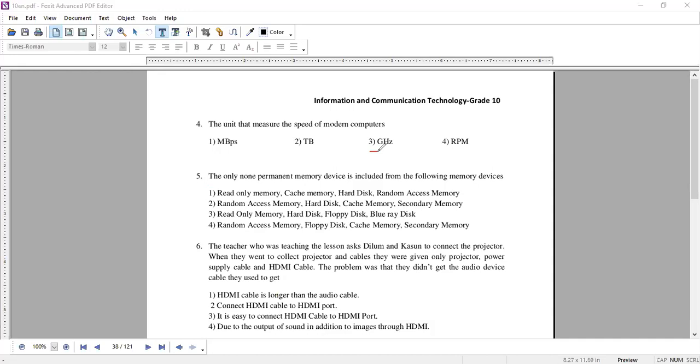Fifth one, the only non-permanent memory device is included from the following. Non-permanent, that is temporary one. So random access memory is there. Hard disk you can't take. Hard disk, floppy disk, Blu-ray.